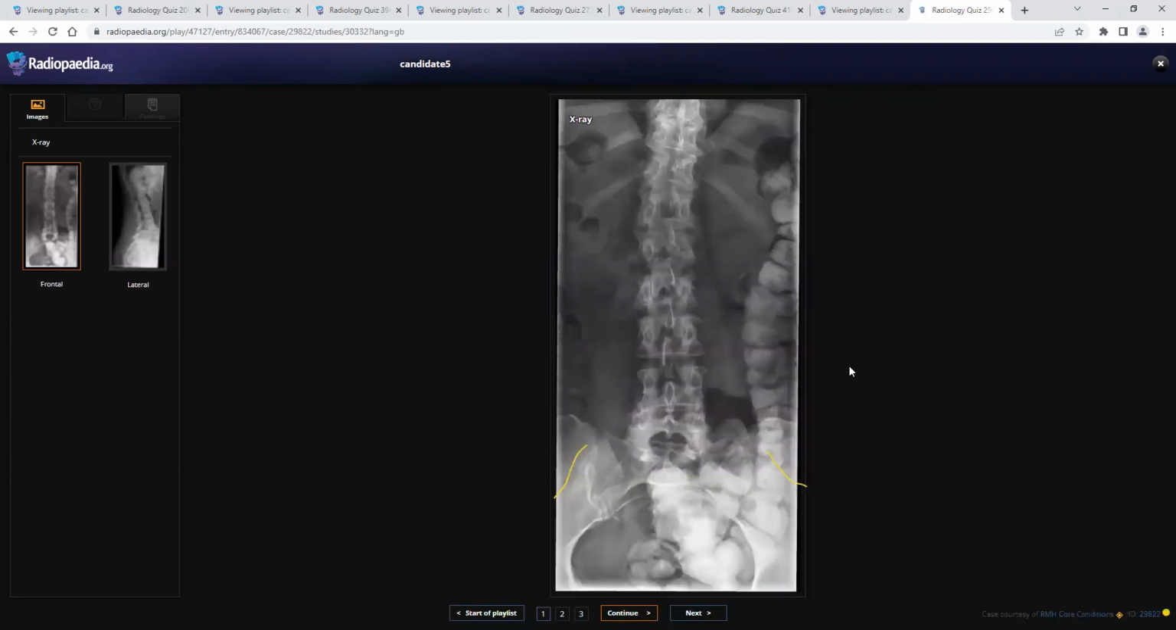Your next case, first case. Can you see the abnormality now? Yes. Can you point it out? There is some sclerosis, and there's an absent left pedicle also. This is the pedicle of L1. There is no pedicle on L2.